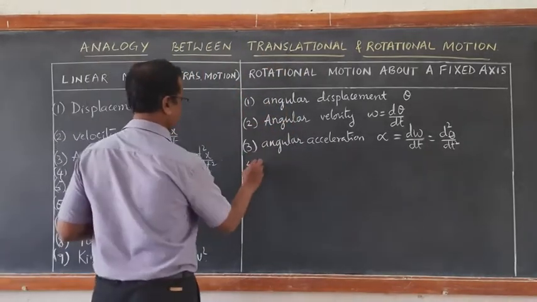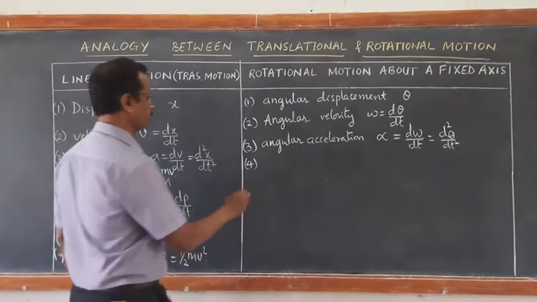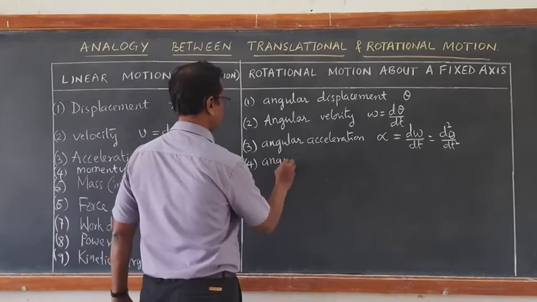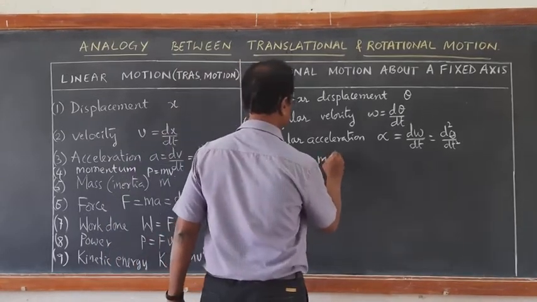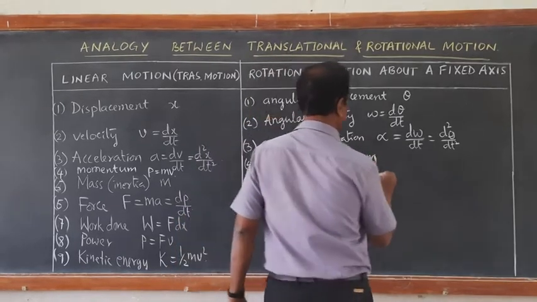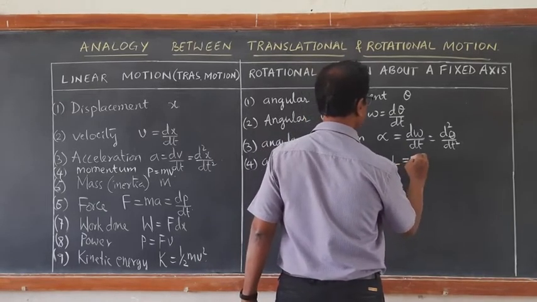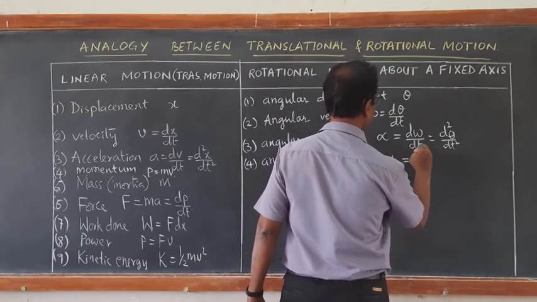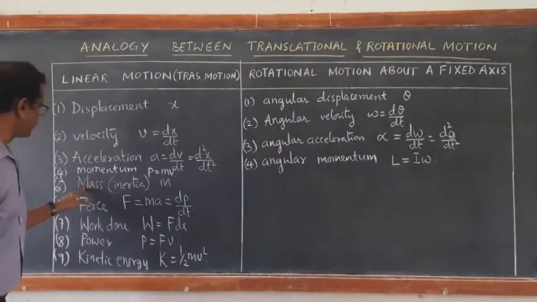Similarly, the fourth one, linear momentum, becomes angular momentum. Here, angular momentum is denoted by L. L is equal to I omega, where I is the moment of inertia. That's what I am going to write here.